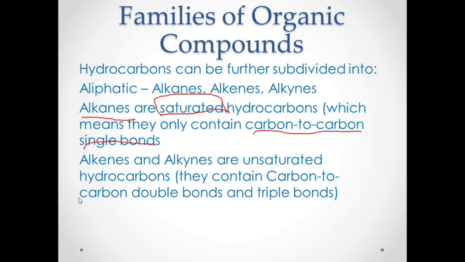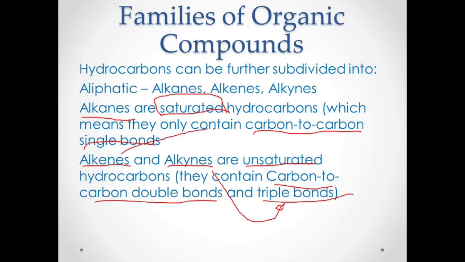Alkenes and alkynes are unsaturated because they contain carbon to carbon double bonds and triple bonds. Alkenes contain carbon to carbon double bonds, while alkynes contain carbon to carbon triple bonds.